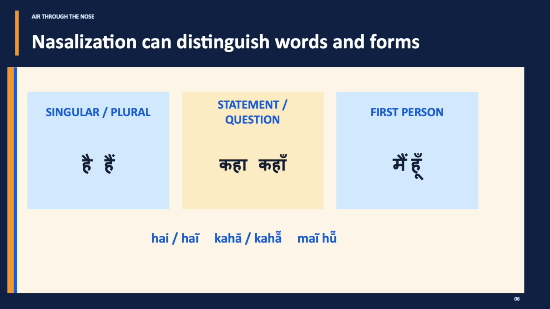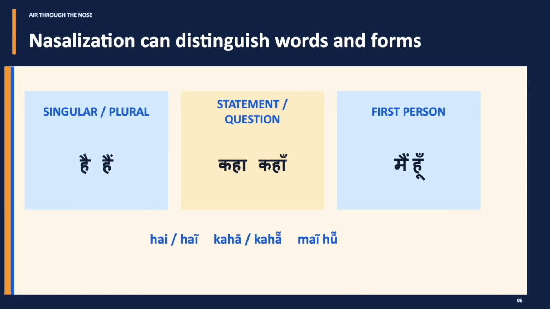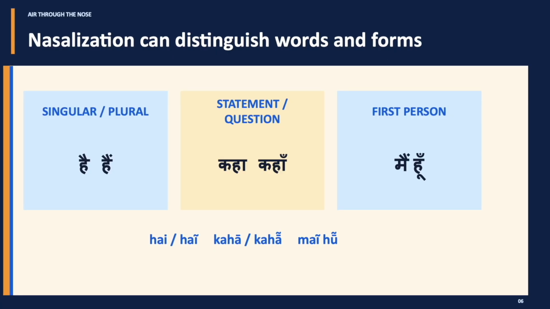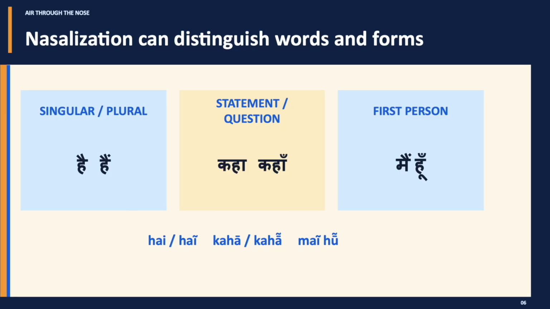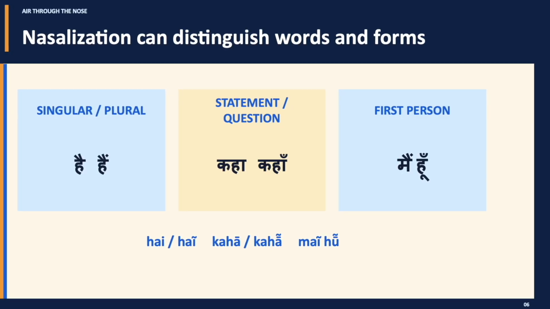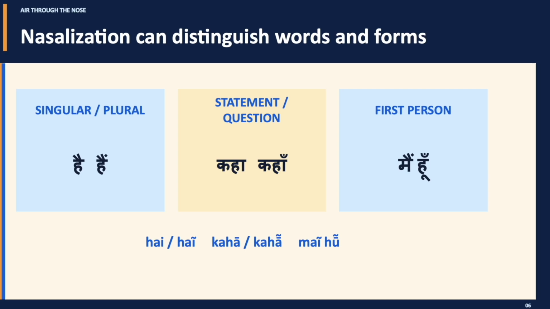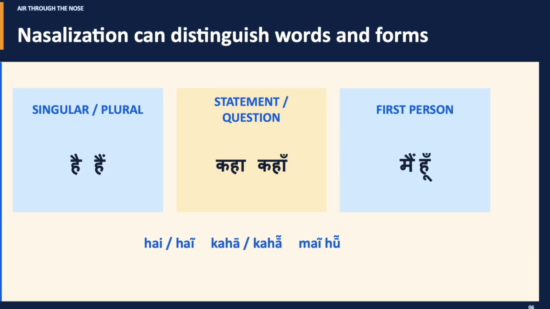Hindi uses nasalized vowels, in which some air passes through the nose while the vowel is being produced. Nasalization may distinguish grammatical forms or create an entirely different word. Listen first to the singular and plural forms of the verb to be, then listen to the contrast between a past tense verb and the question word meaning where. Finally, listen to a common first-person sentence containing two nasalized words.